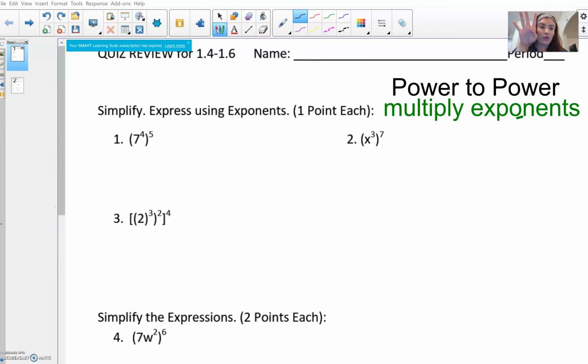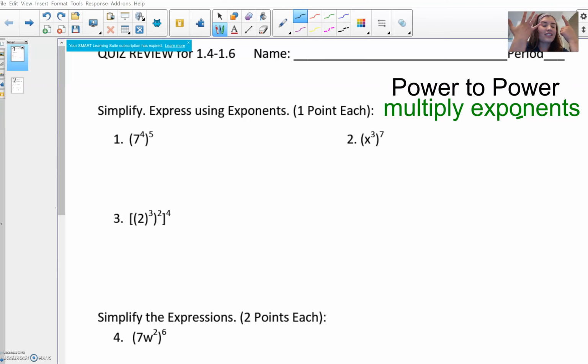For lesson 4, what we did was power to a power, which is that power rule on your wheel. So for power to a power, we multiply exponents. Lesson 5 was negative exponents and the power of 0. Our negative exponents, we flipped and made them positive under 1. Anything to the 0 power is 1.